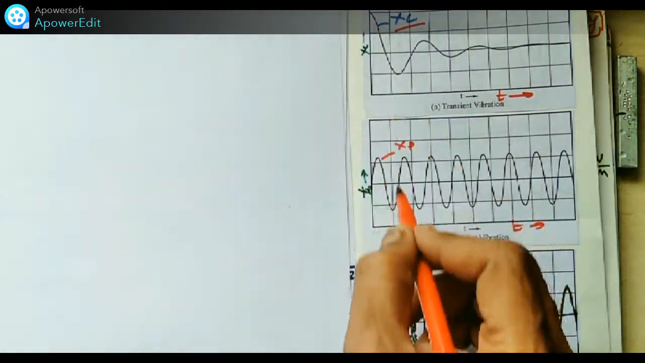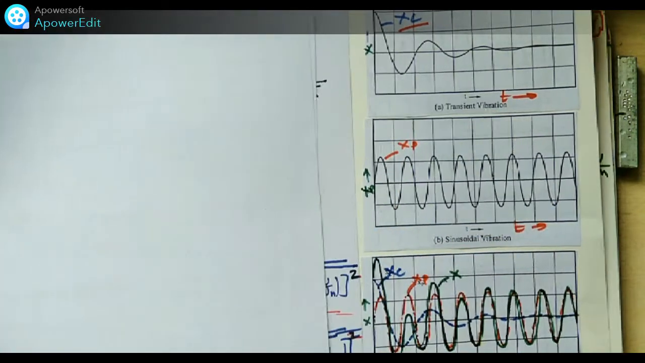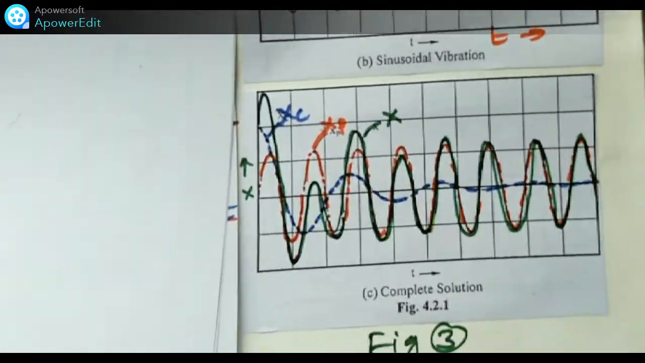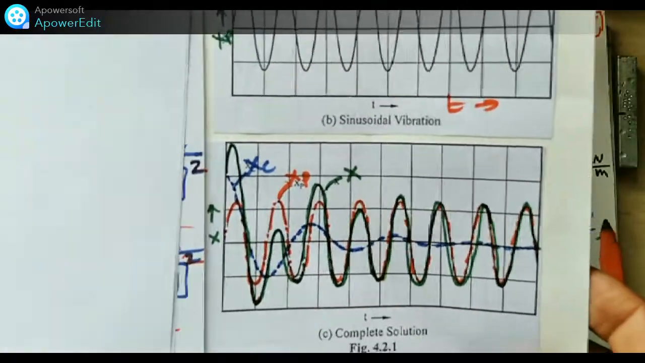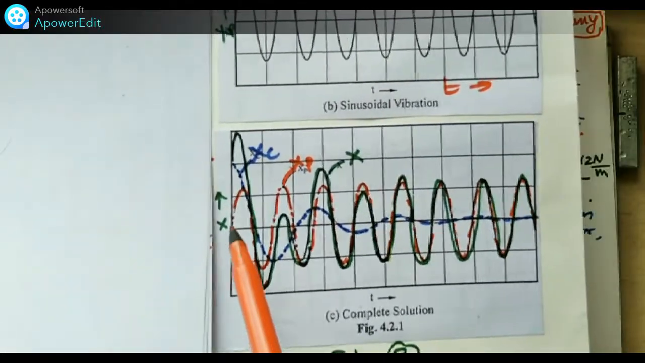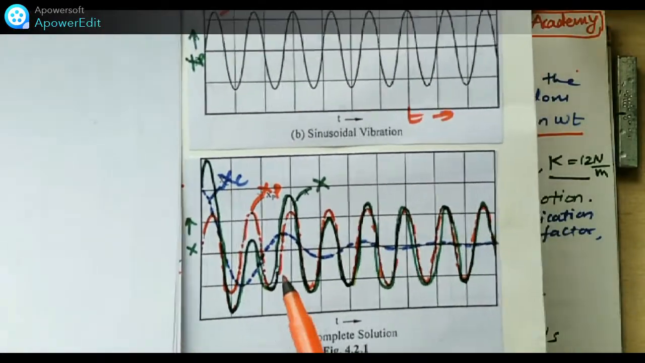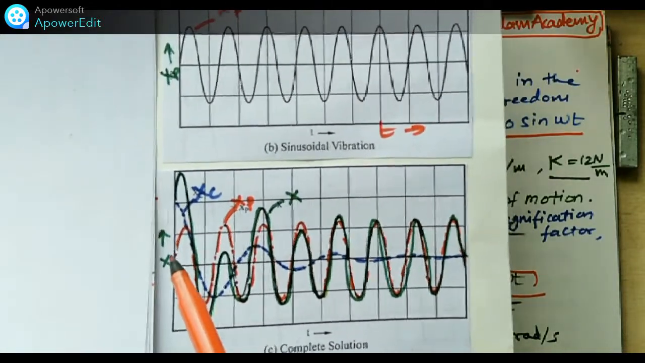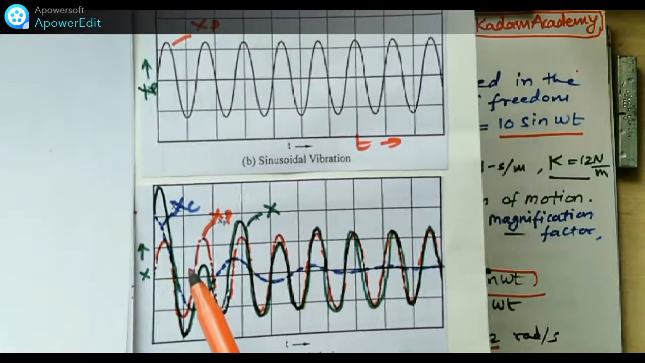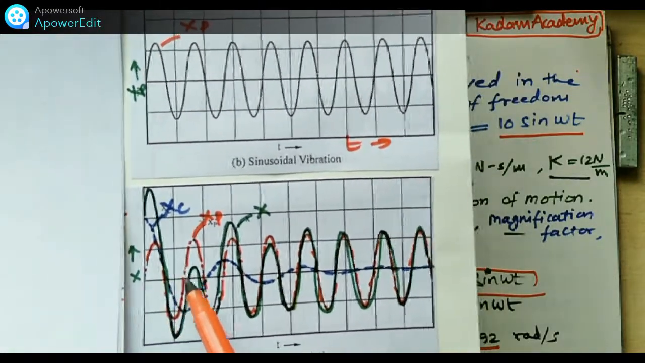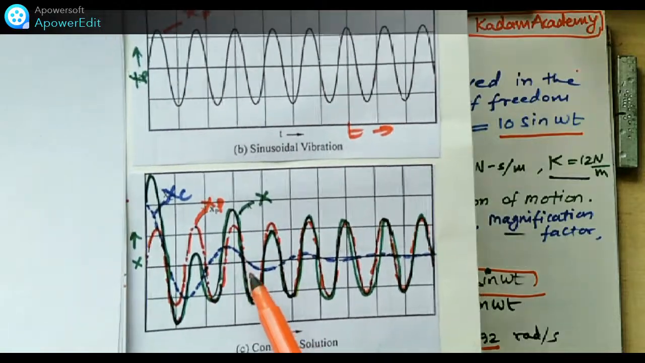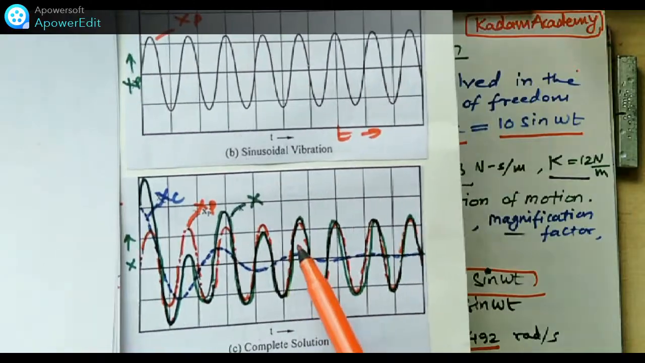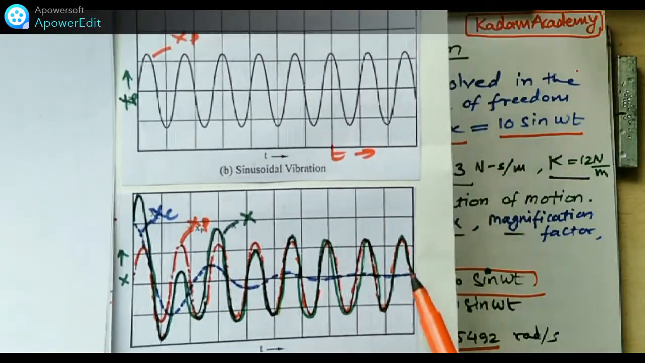So I will show you. Zoom it. Okay, so this is the addition of these. Here the two sinusoidal waves are combined. This green wave shows the XC, the complementary function, part 1, and this red color represents the XP, the second part of the equation. The complete solution is the combination of these two.